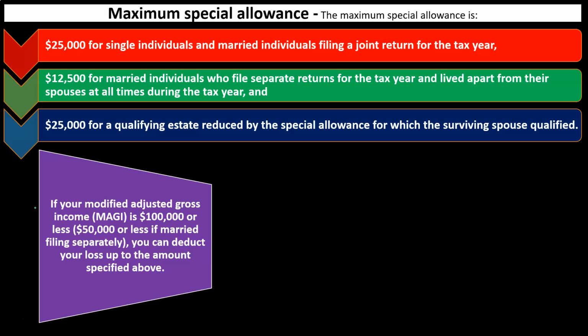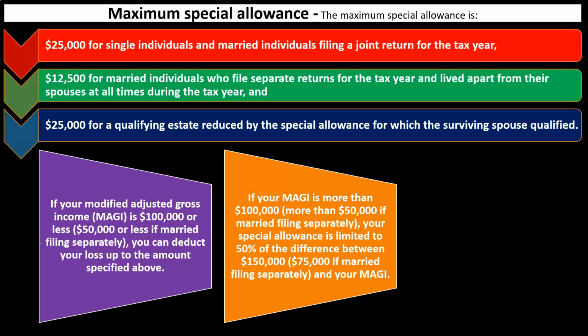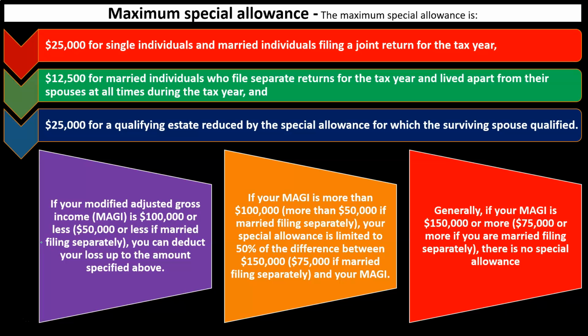kind of threshold here. So if your modified adjusted gross income, MAGI, is 100,000 or less, 50,000 or less if married filing separately, you can deduct your loss up to the amount specified above. If your modified adjusted gross income is more than 100,000, more than 50,000 if married filing separately, your special allowance is limited to 50% of the difference between 150,000, or 75,000 if married filing separately, and your modified adjusted gross income. So it's going to start to basically phase out. There's kind of a phase out process. Generally, if your modified adjusted gross income is 150,000 or more, 75,000 or more if you are married filing separately, there's no special allowance.